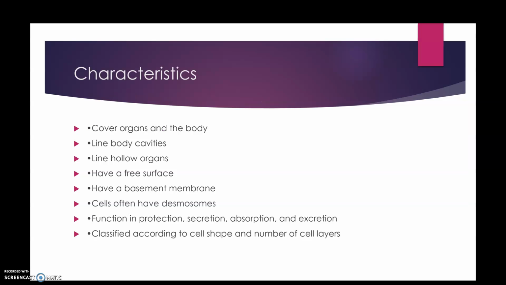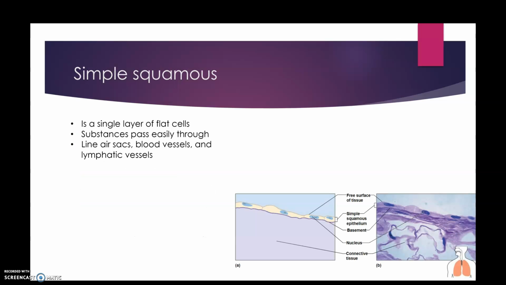Some characteristics of the epithelium tissue are that it covers organs and the body, lines body cavities, lines hollow organs, has a free surface, and has a basement membrane. The cells often have desmosomes. The functions are protection, secretion, absorption, and excretion. It is classified according to cell shape and number of cell layers.